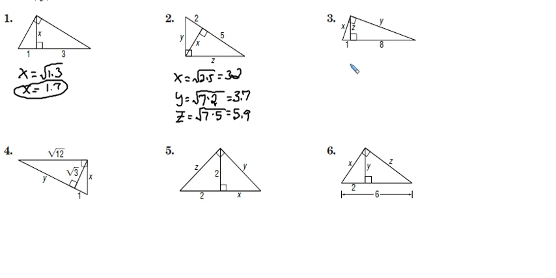Okay, on number 3, z can be found by the geometric mean of both parts of the hypotenuse of the big triangle, which is the square root of 1 times 8, and the square root of 8 is 2.8.